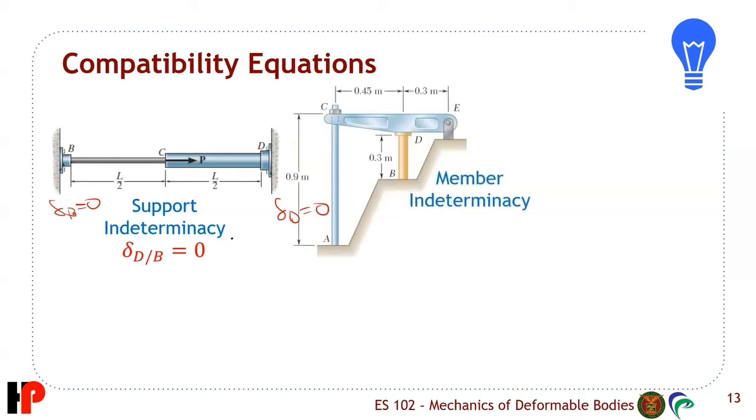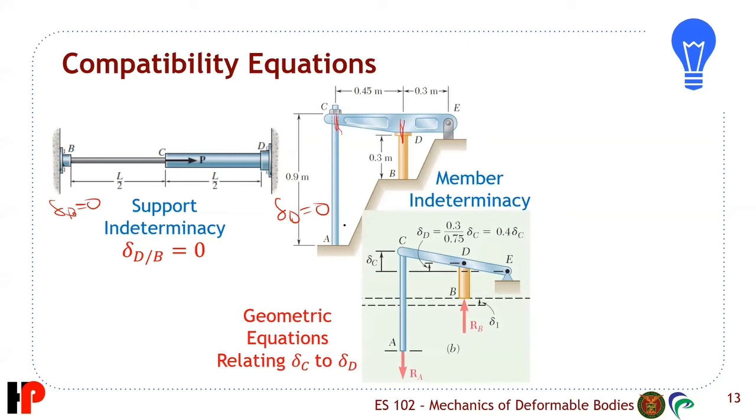Now for member indeterminacy, again, imagine kunyari rigid si CDE, so pin ito, so magro-rotate lang yan. So may relationship yung displacement nito sa displacement nito. So ganyan yung magiging itsura niya kapag nag-displace. So meron kang delta D, meron kang delta C. So you use geometry to relate them using usually similar triangles to determine yung relationship nila. Yung relationship nila gives you an additional equation. So that's your compatibility equation.